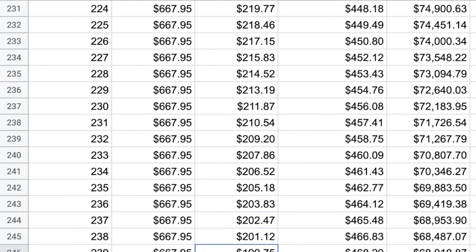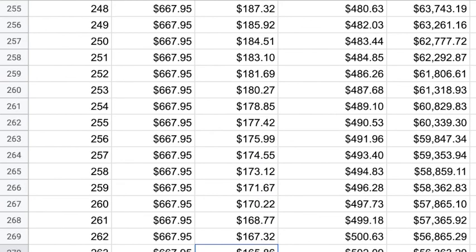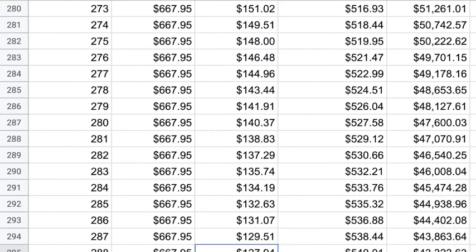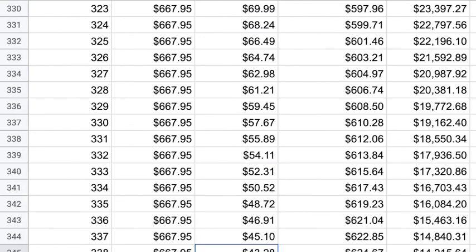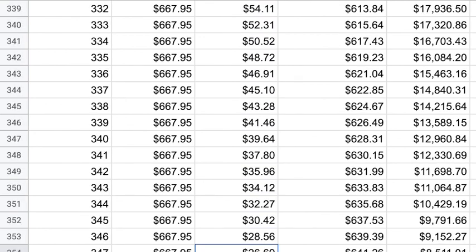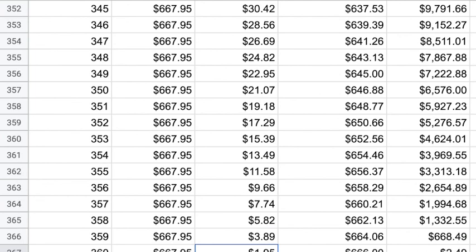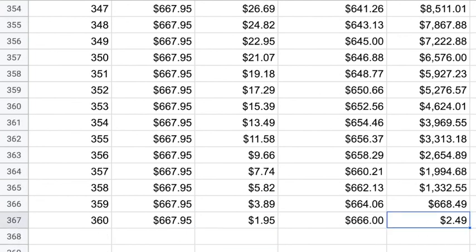So the last thing I want to talk about is at the end of a loan. So after you amortize a loan, it's supposed to end at 360 payments, and your balance should be zero. So you'll notice here that my balance is, I still owe $2.49. So what happens on the last payment of a loan, if it doesn't pay off the loan completely, is you do what's called a balloon. So we're going to do a balloon payment.